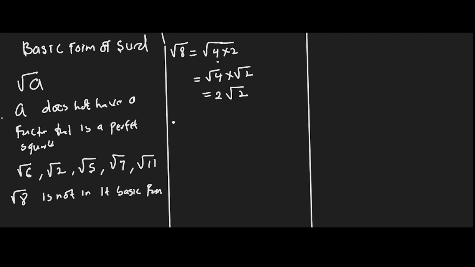Let's look at another case. Root 18 is not in its basic form. Why is root 18 not in its basic form? Because we can still split root 18 as 9 times 2. That means one of the factors here is a perfect square, meaning we have root 9 times root 2, and that's going to give us 3 root 2. Here, 3 root 2 is in its basic form, but root 18 is not in its basic form.